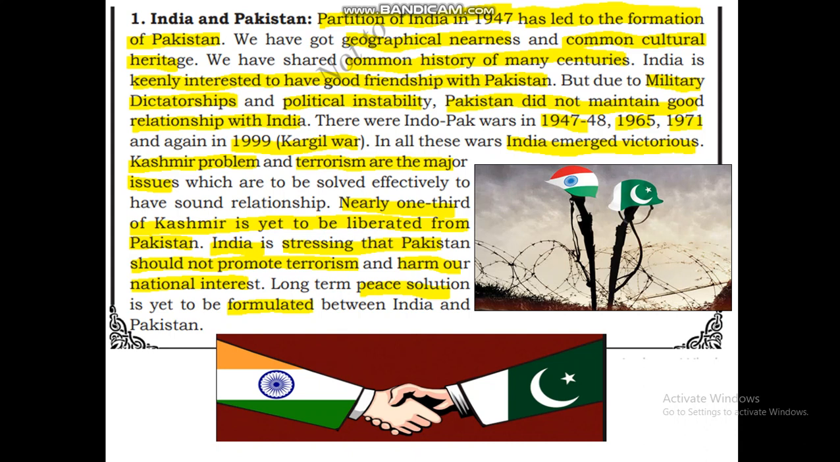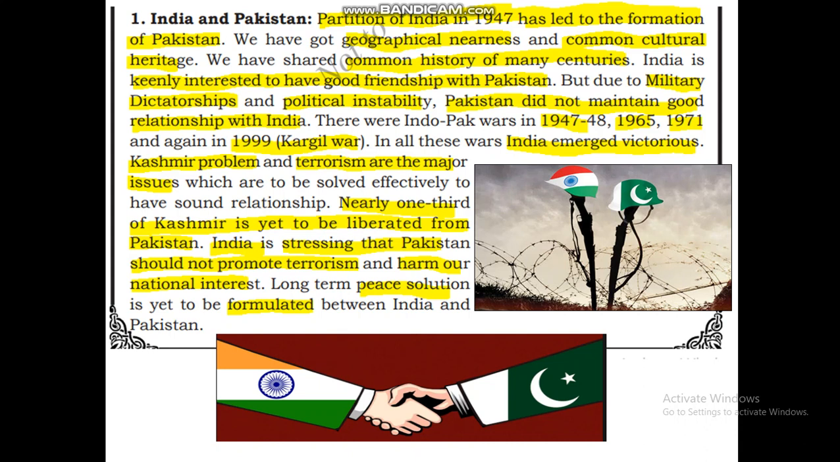India and Pakistan have issues; the major issue is the Kashmir problem. Terrorism is another major issue. What we have to keep in mind is that nearly one third of Kashmir is yet to be liberated from Pakistan, which they have occupied. Presently we call that area POK, Pakistan Occupied Kashmir. We have yet to liberate it. India is stressing that Pakistan should not promote terrorism and should not harm our national interest, but peace solutions are yet to be formulated between India and Pakistan.